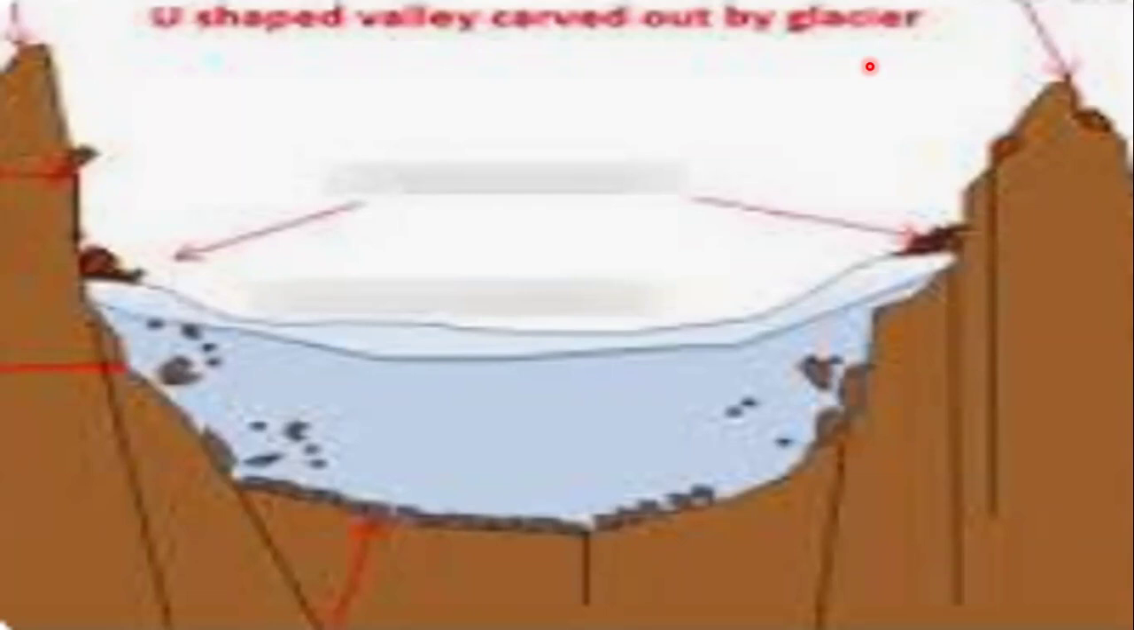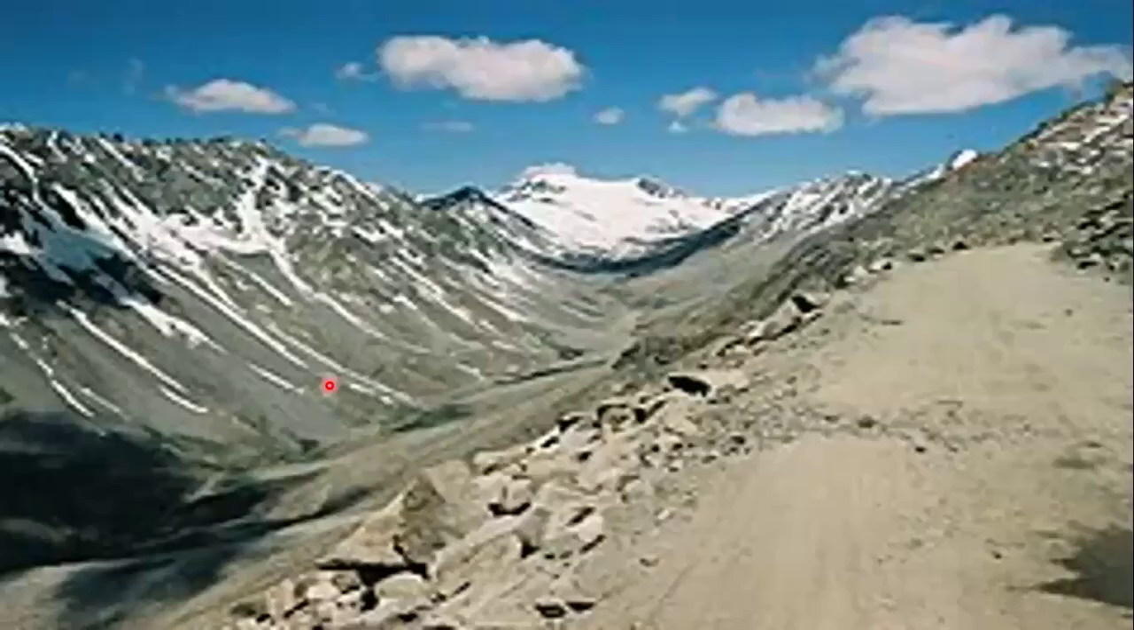Mountain glaciers flow in the pre-existing valley and thus modify it. The glacier tends to remove the irregularities at the sides of the river valley and deepens the valley. The valley floor gets flattened and the sides are steepened. Thus, the transverse profile of the valley becomes U-shaped. This is a U-shaped valley.